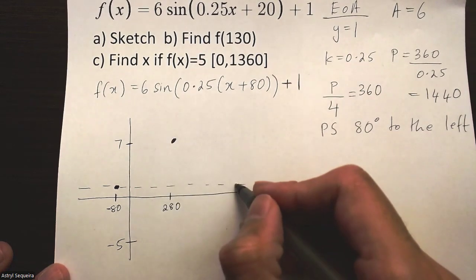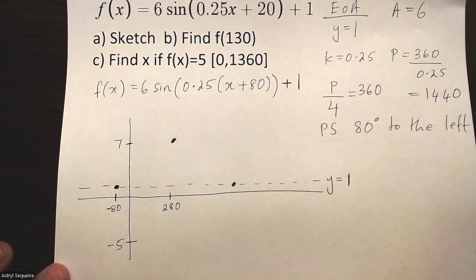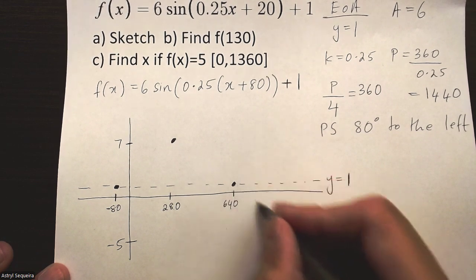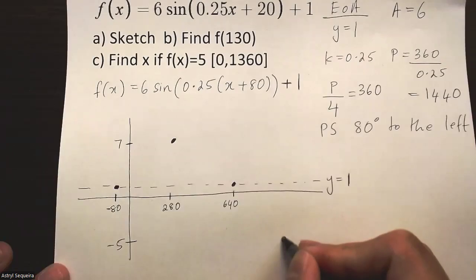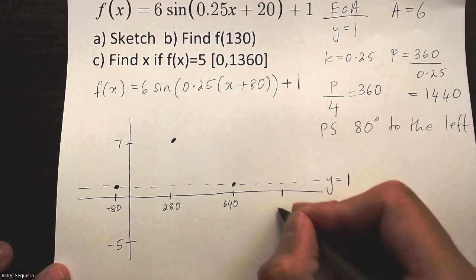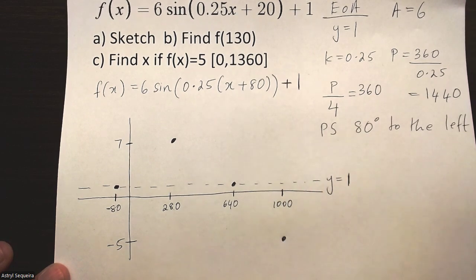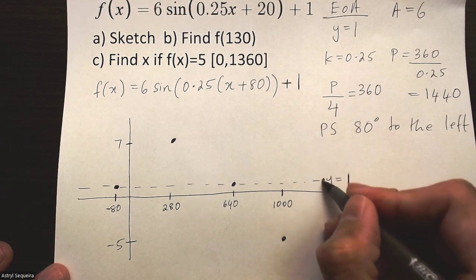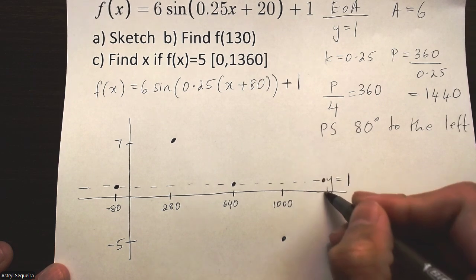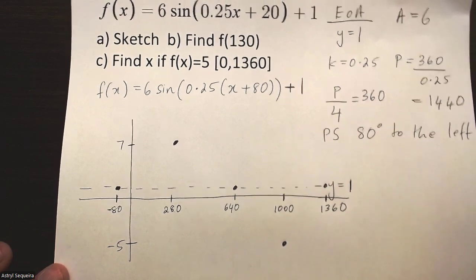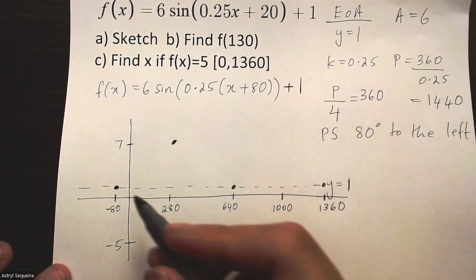Next point is an axis point. And again, I'm just going to add another 360 to this value. So it just gives me 640. Next value is a minimum. Add another period over 4, add another 360, and I'll get 1000. And then last point is an axis point. And if I add another 360, I'll get this to be 1360. That's good enough for one cycle.